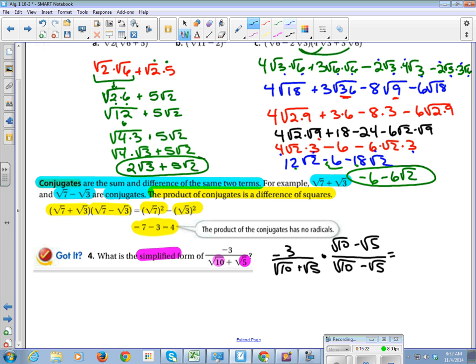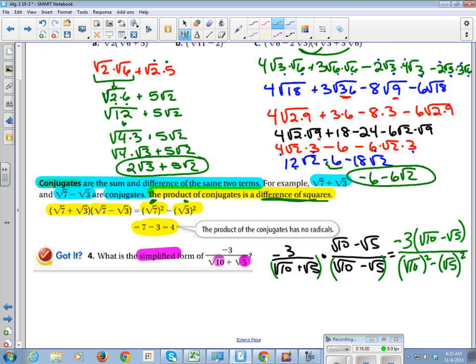So just remember, when you're multiplying a fraction, you multiply the tops together and you multiply the bottoms together. We're going to use the difference of squares to simplify our problem a little bit easier. So this is going to be the square root of 10 squared minus the square root of 5 squared.